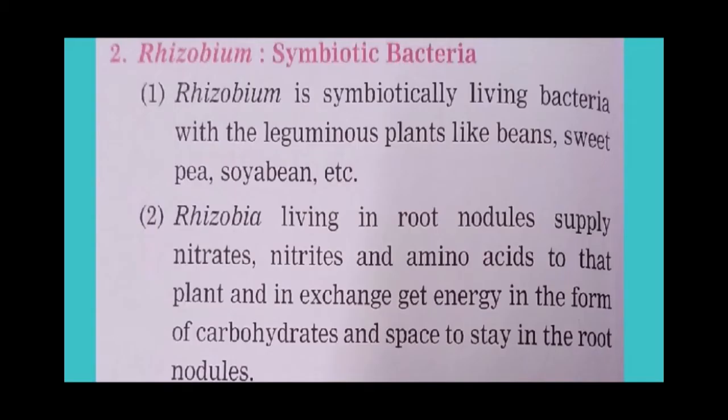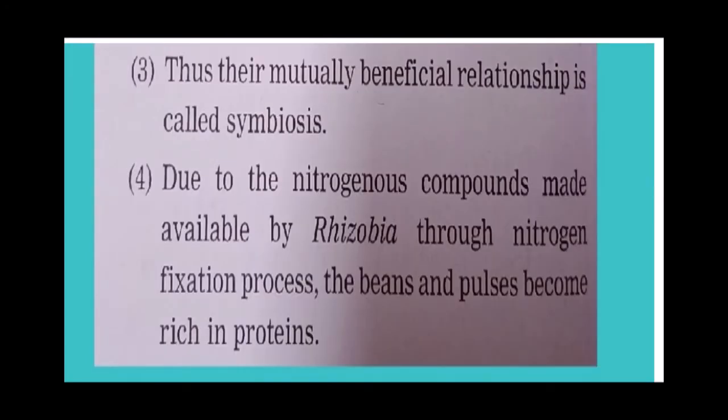Rhizobia is a symbiotically living bacteria with the leguminous plants like beans, sweet pea, soya bean, etc. Rhizobia living in root nodules supply nitrates, nitrites and amino acids to that plant and in exchange get energy in the form of carbohydrates and space to stay in the root nodules. Thus, their mutually beneficial relationship is called symbiosis.